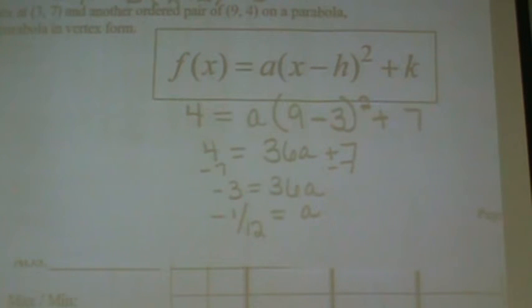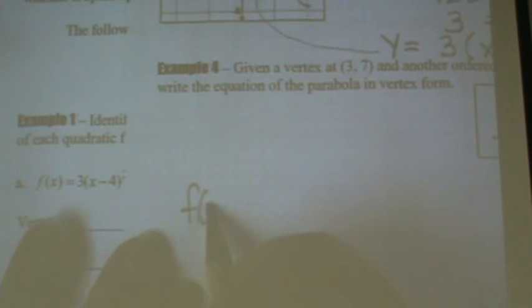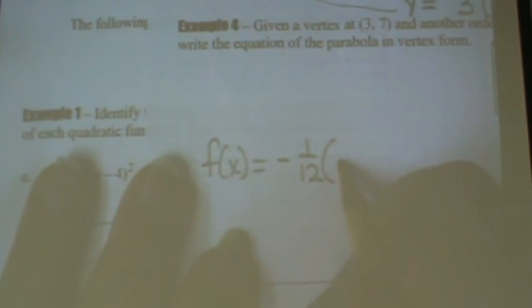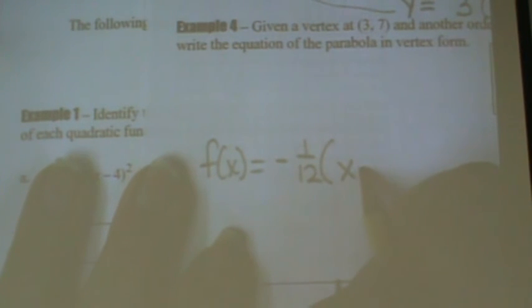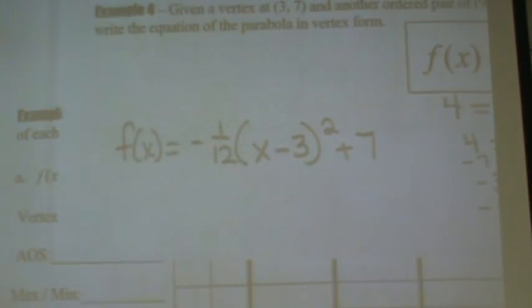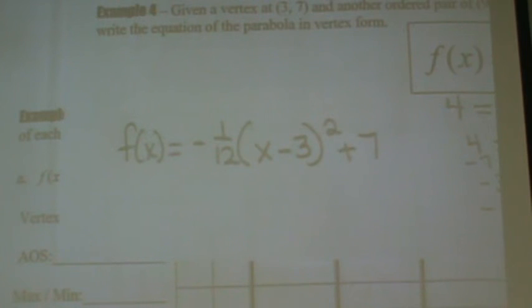Did I confuse anyone by going fast? Did I go too fast? Questions? Now, grand finale, what's the answer? F of x equals negative 1/12, parenthesis x, and you want it back, you want x and y, and you want your vertex in the a value.